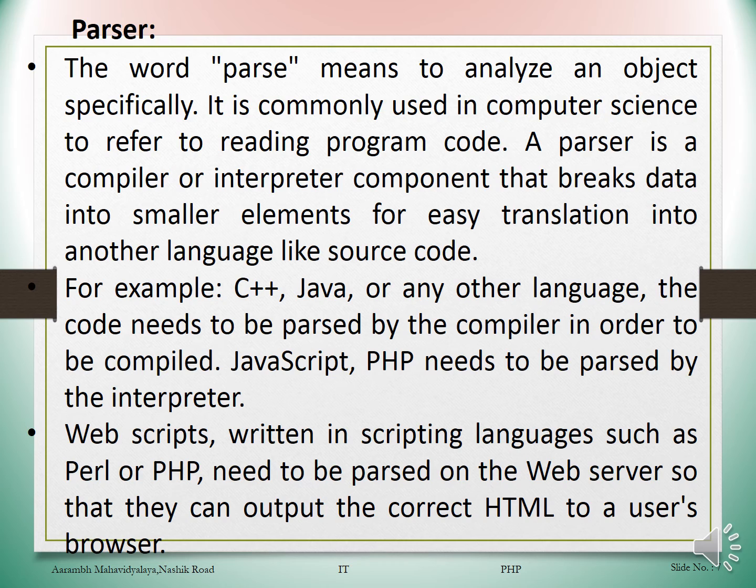Now let's start the PHP parser. The word parse means to analyze an object specifically. It is commonly used in computer science to refer to reading program code. That means whatever the different program codes we are writing, all that program gets analyzed by using this parser. A parser is a compiler or interpreter component that breaks data into smaller elements for easy translation into another language like source code.